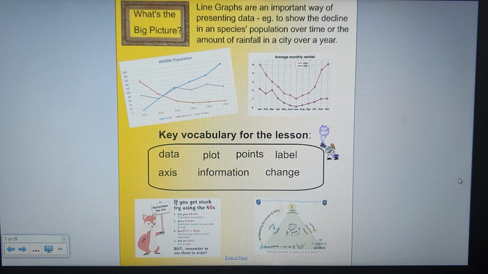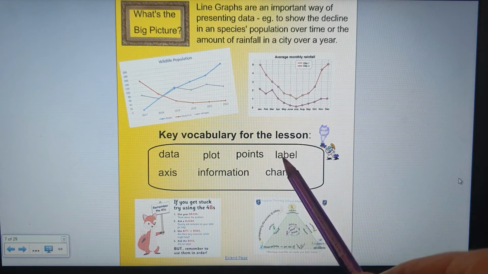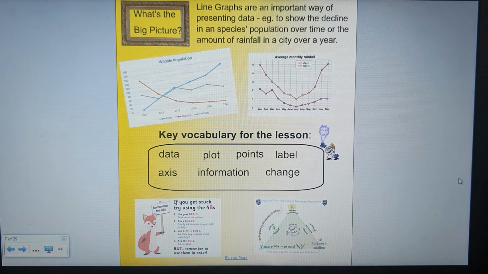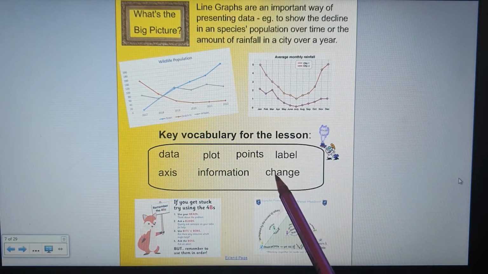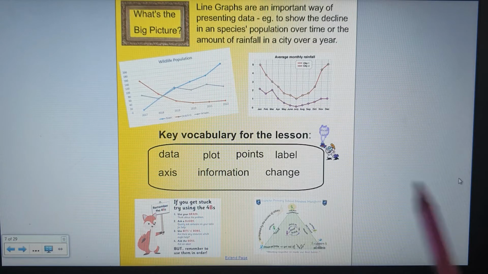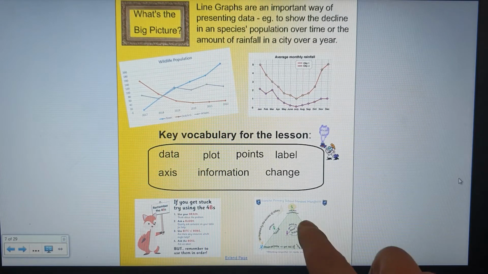Some of the key vocabulary for the lesson is data and the axis, so vertical, horizontal, plot and the points that you might plot, labeling, so labeling the axis, the information, so similar to the word data, and how it might change, the kind of trends that you'd have. Again, use your 4 Bs if you're going to get stuck, and we're still focusing on our growth mindset and how we keep going if we are stuck.